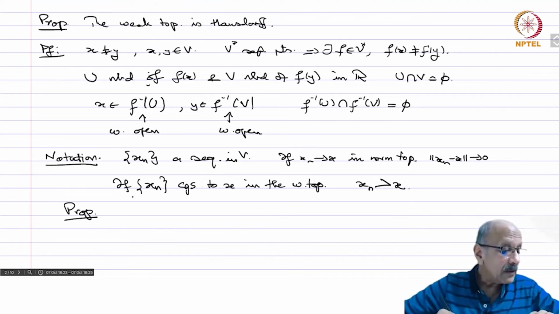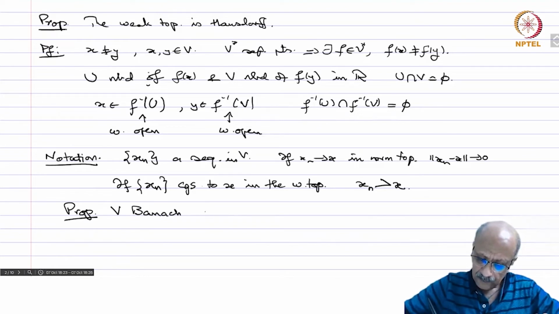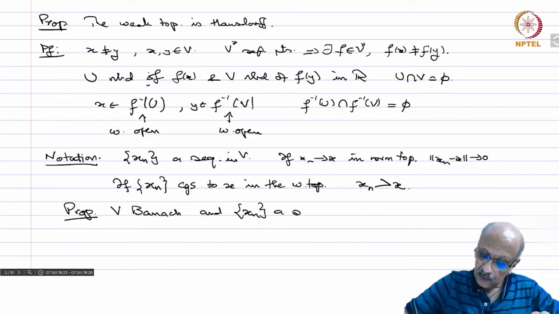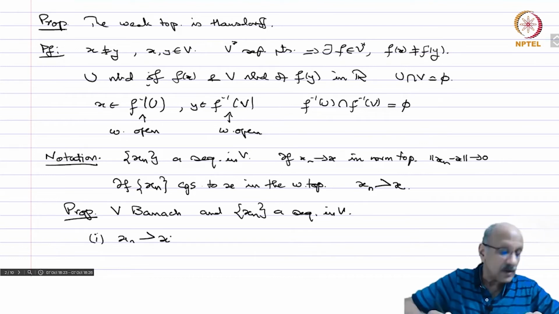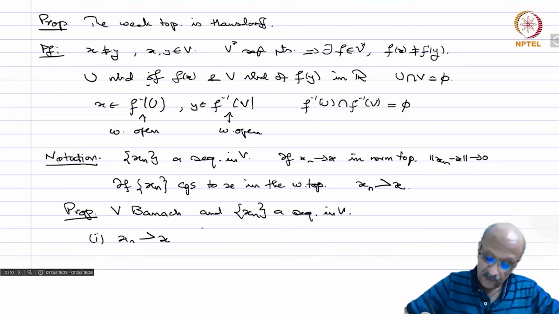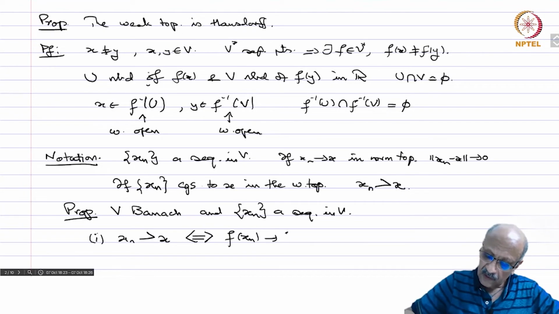Okay. So now we have another proposition. V Banach and x_n a sequence in V. 1. x_n converges to x weakly if and only if f(x_n) converges to f(x), this is in the real line or complex plane, for every f in V star.